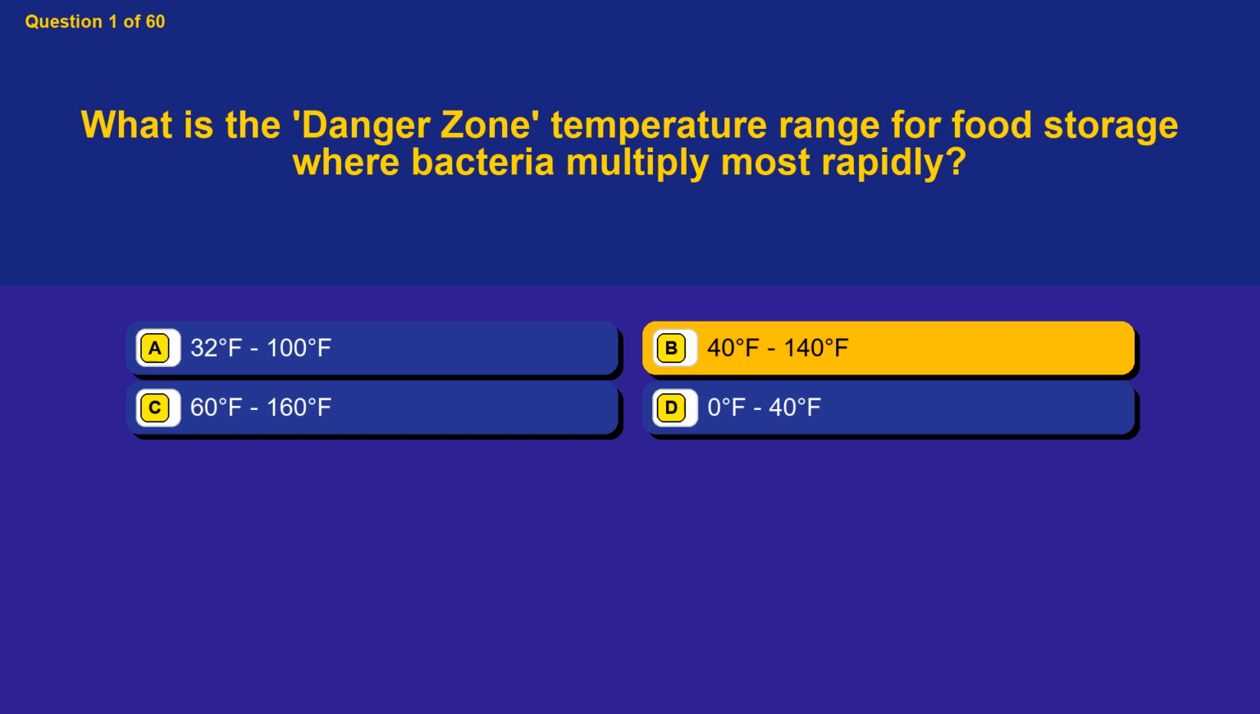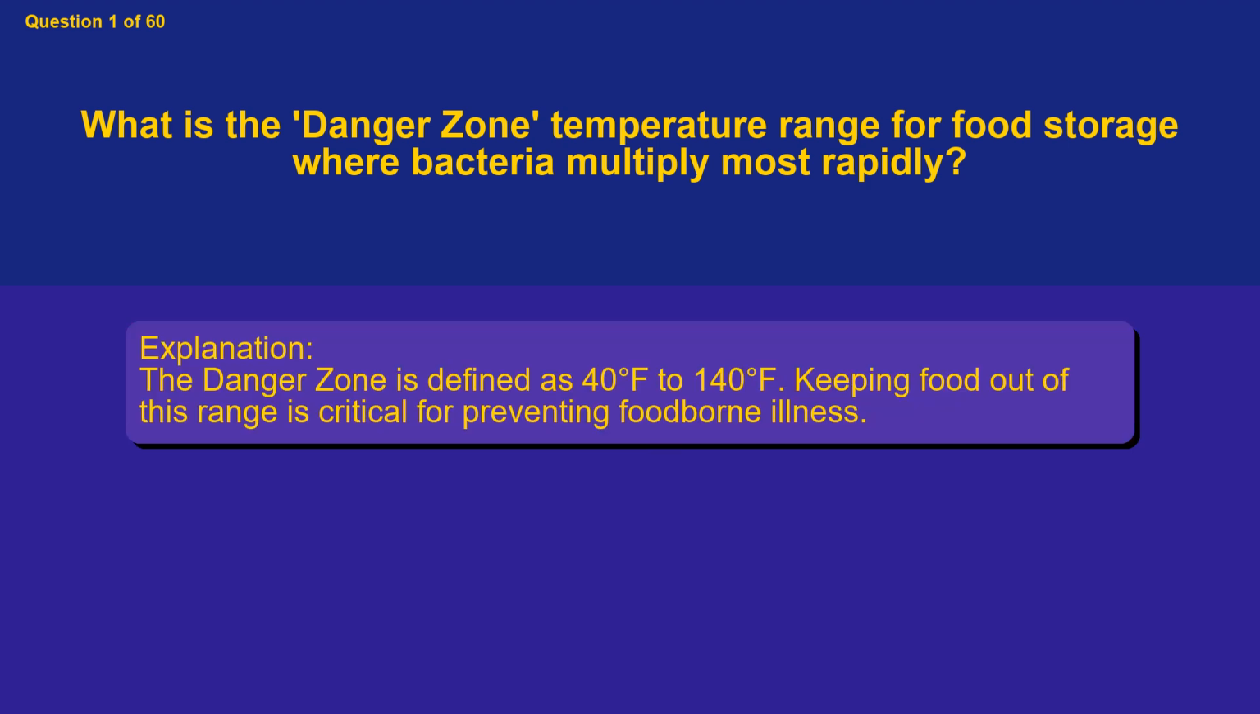The correct answer is option B, 40 degrees Fahrenheit, 140 degrees Fahrenheit. The danger zone is defined as 40 degrees Fahrenheit to 140 degrees Fahrenheit. Keeping food out of this range is critical for preventing foodborne illness.